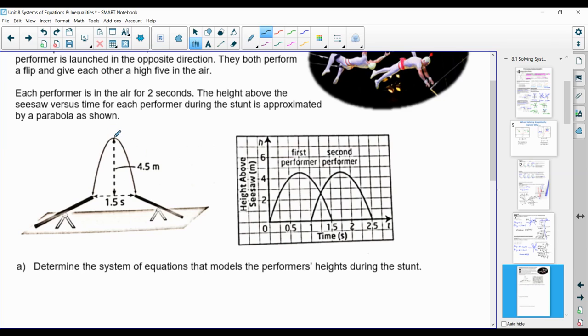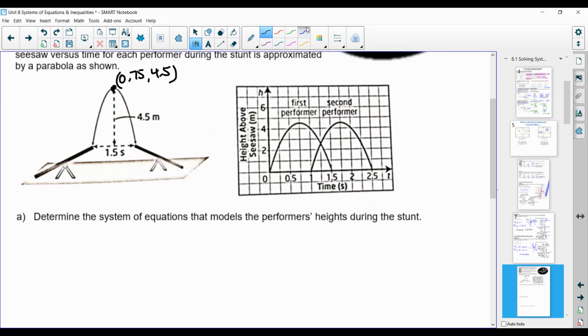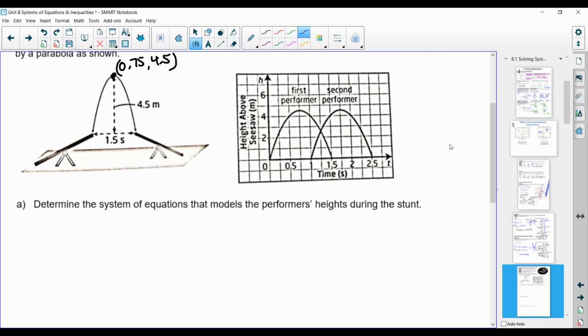We're shown that the vertex, or that maximum point, is going to happen at 4.5 meters above the seesaws, and it's going to happen halfway between 0 and 1.5 seconds. So it's going to happen right here at 0.75 and 4.5 meters. Now let's take a look at what those systems of equations would be. So this is actually going back to a previous unit and just doing a little bit of review.